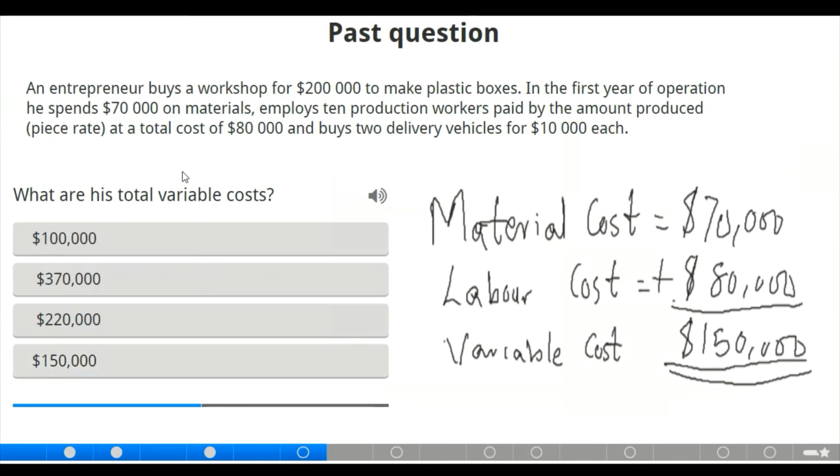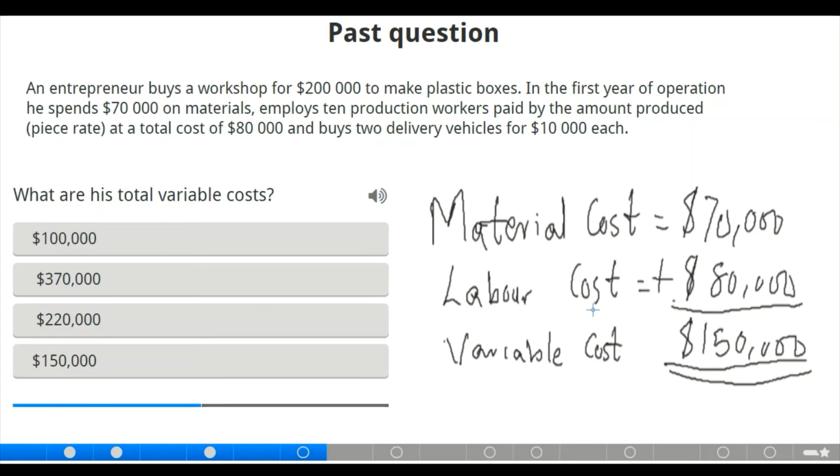Moving to the next slide, we also have one past question here related to the variable cost. Now let us read out this question and choose what should be our answer. An entrepreneur buys a workshop for $200,000 to make plastic boxes. In the first year of operation, he spends $70,000 on materials, employs 10 production workers, paid by the amount produced piece rate at the total cost of $80,000, and buys 2 delivery vehicles for $10,000 each. Now what is his total variable cost?